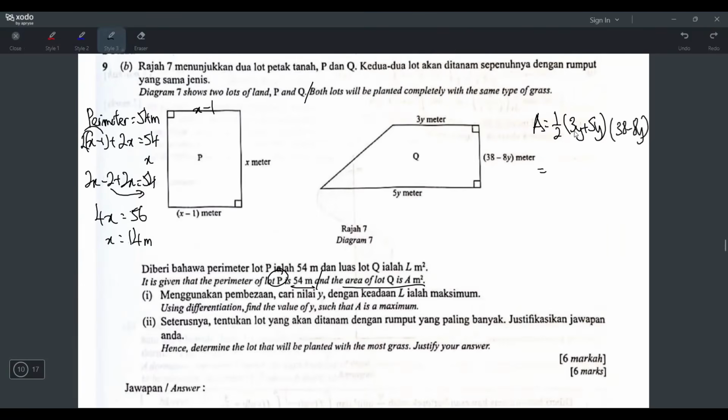Okay, we can simplify this a bit. 3y plus 5y is 8y. Divide 2 is 4y. Multiply with 38 minus 8y. And we can expand this.